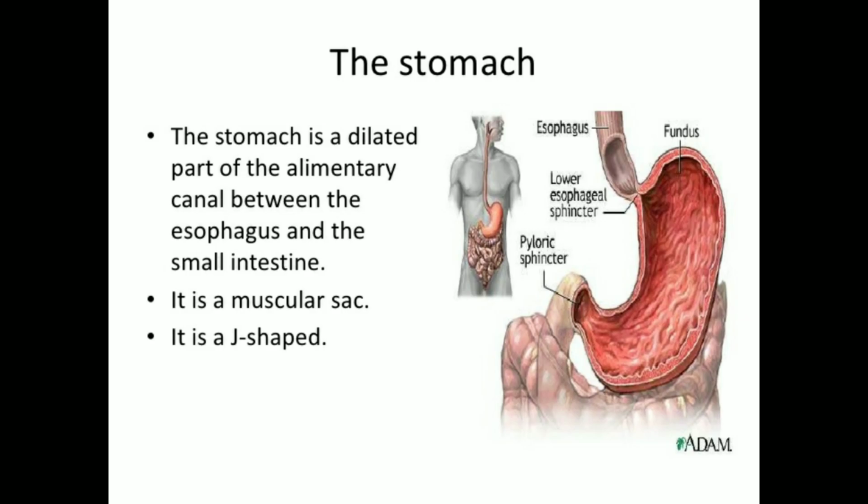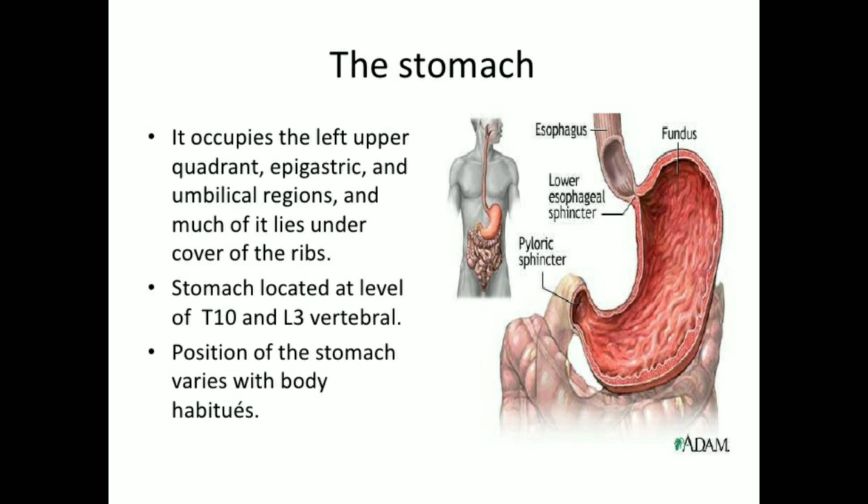So next, if you look at the shape of the stomach, it is J shape like this. The stomach is a dilated part of the alimentary canal between the esophagus and small intestine. It is a muscular sac. It is J shape. You can see it is a muscular sac, like a muscular bag, and the shape of the stomach is J shaped.